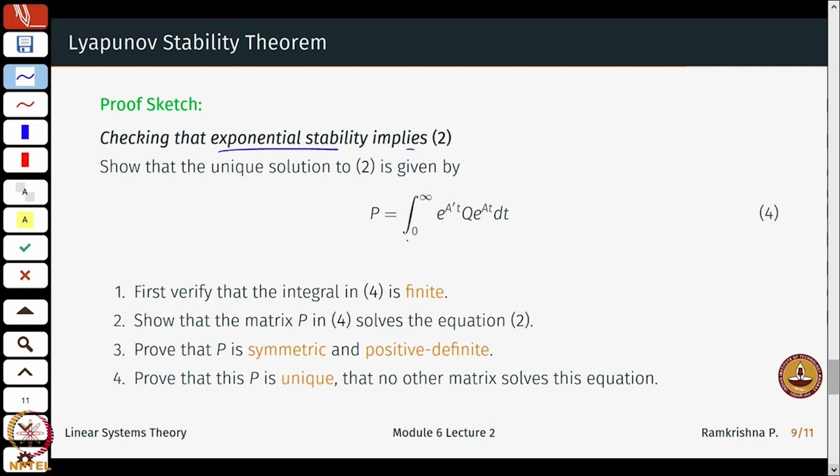We will begin by showing that the unique solution is given by this indefinite integral from 0 to infinity. So, I know that the system, the LTI system, is exponentially stable. First, I need to check the properties of this integral, that this integral actually converges, that this is actually finite.